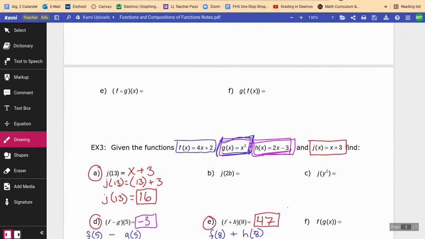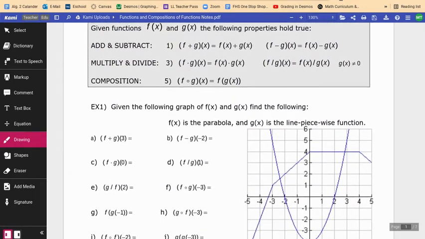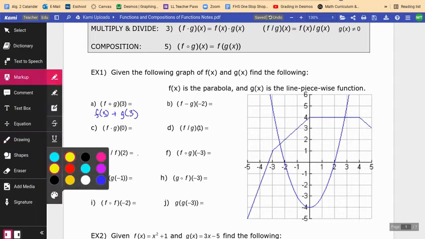Now what I want to look at, we can come back to some of this, is seeing this on a graph. Same concept. So if I look at problem A right here, we have f plus g of 3. What that's saying is I want f of 3 plus g of 3. Well, here's where things get complicated. Instead of giving us an equation, they give us a graph.